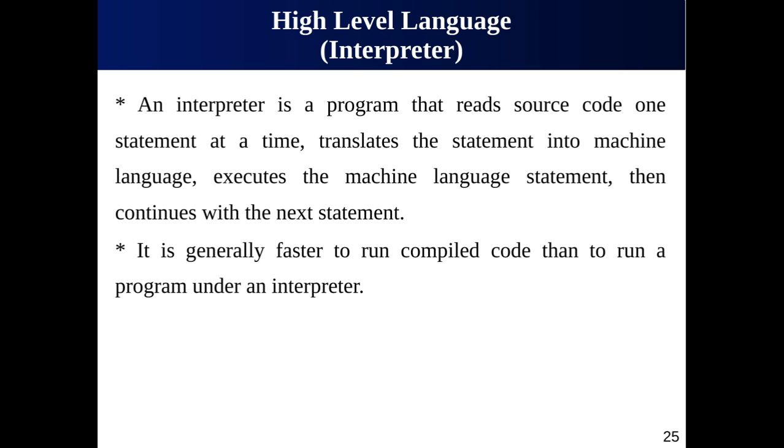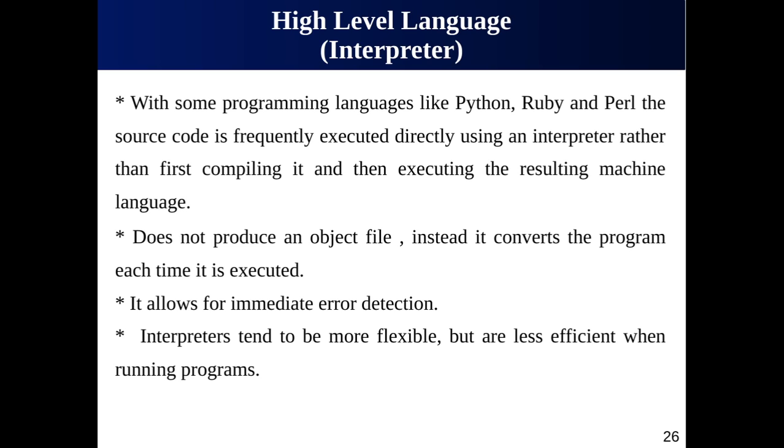Thus, we can say interpreting is frequently used when developers are developing and testing source code for new programs. For some programming languages like Python, Ruby, and Perl, the source code is frequently executed directly using an interpreter rather than first compiling it and then executing the resulting machine language. One more thing to remember: in case of an interpreter, we do not produce an object file or object program or object code as we saw in compilation. Instead, it converts the program each time it is executed.